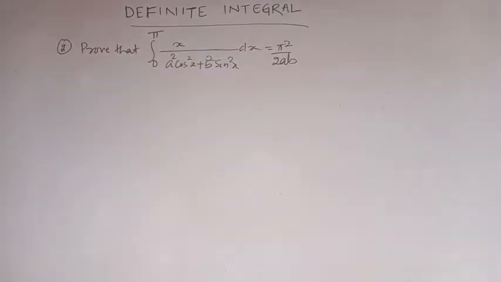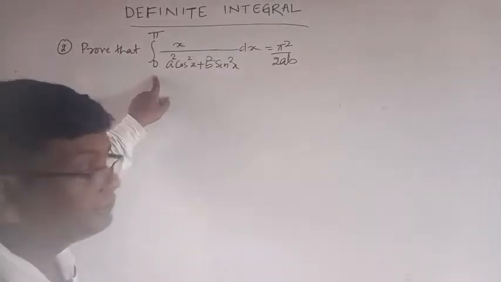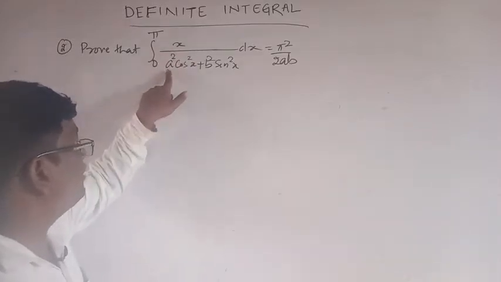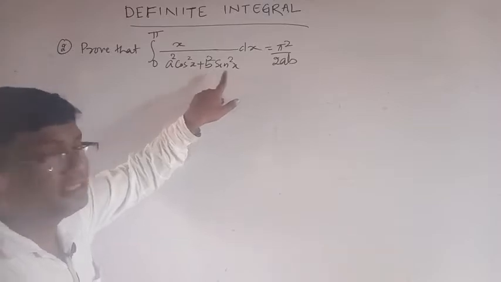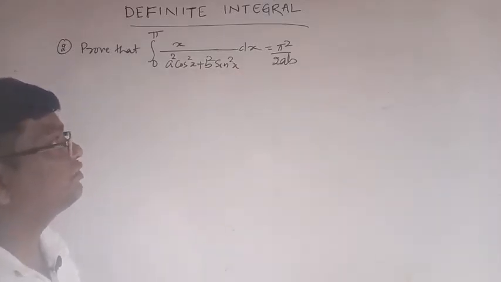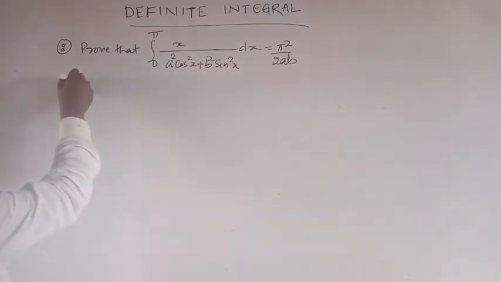Now the question is: the integral from 0 to pi of x divided by (a square cos square x plus b square sin square x) dx is equal to pi square by 2ab. Now the solution.